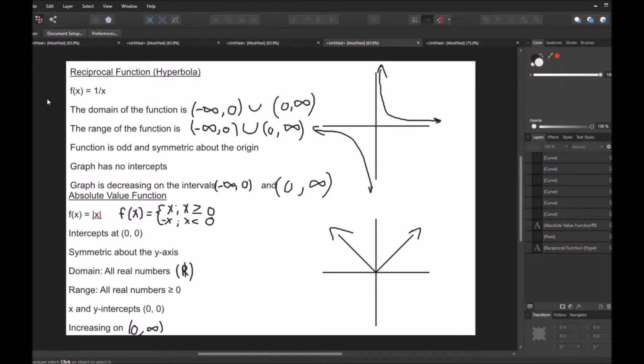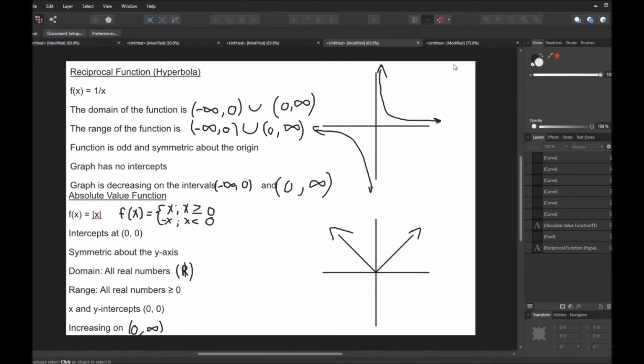Now we get into reciprocal functions, which are also called hyperbolas. These are going to be represented through f of x equals 1 over x. The domain of the function is negative infinity, 0, union 0, infinity. The range of the function is negative infinity, 0, union 0, infinity, where union just means and. It means like negative infinity, 0, and 0, infinity. The function is symmetric about the origin, and the graph has no intercepts.